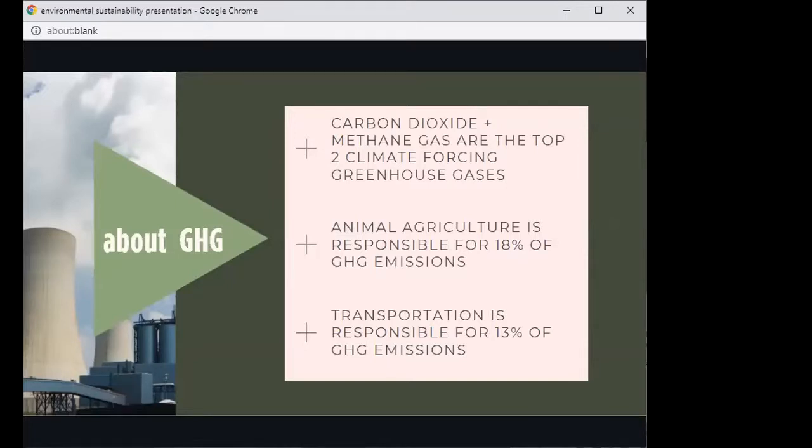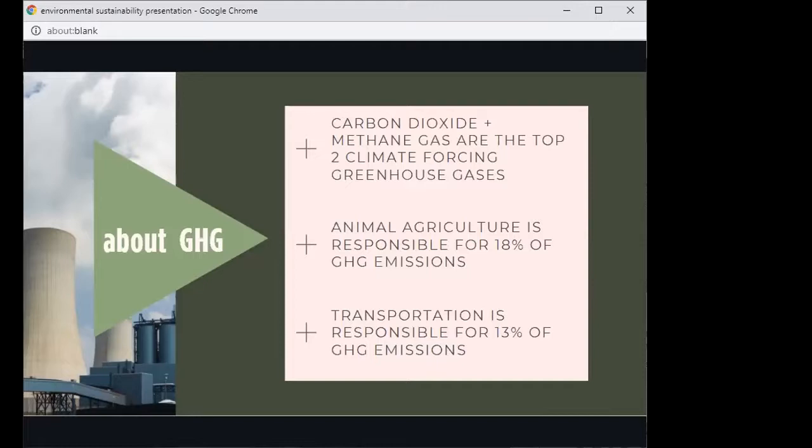So here are some quick facts about greenhouse gases. As I mentioned before, our focus is going to be on methane and carbon emissions. This is because these are the top two gases that are the most climate-forcing greenhouse gases that we release. They're causing the most harm and the most acceleration of climate change. So because we're focusing on those big things that are going to have big impacts, we're going to talk specifically about a couple of things.